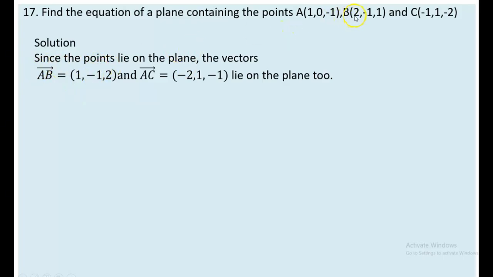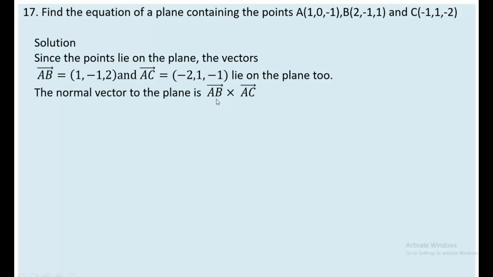So what we need to do is 2 minus 1 is 1, as you see, and minus 1 minus 0 is minus 1. And 1 minus minus 1 comes to be 2. And AC is minus 1 minus 1, which is minus 2, 1 minus 0 is 1, and minus 2 minus minus 1 makes minus 1. So the position vectors, vector AB and vector AC, are now known.